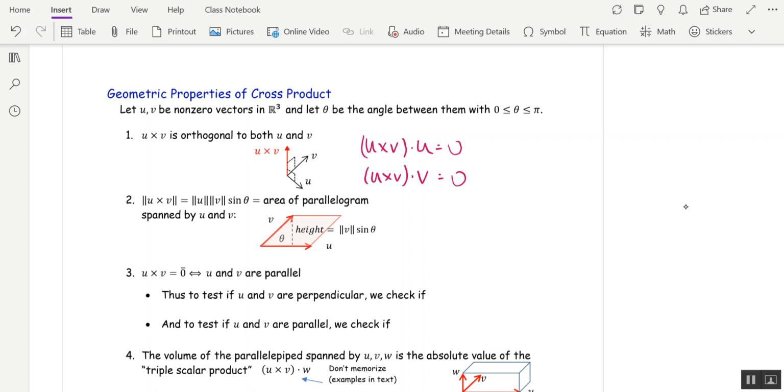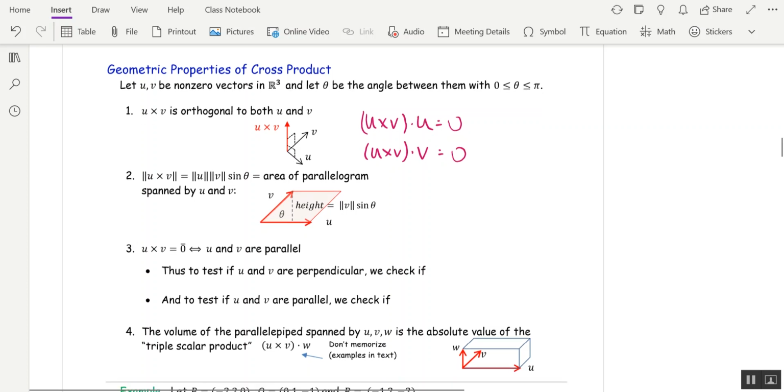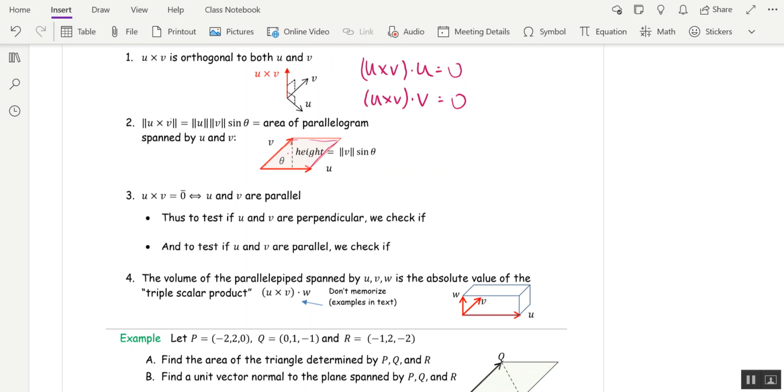All right. Another big property, the length of u cross v is the area of the parallelogram spanned by u and v. So here's u, here's v. They span a parallelogram. The area of that parallelogram is the length of u cross v. Okay. Next one, u cross v is the 0 vector if and only if u and v are parallel. Okay, and that comes about from property 2.